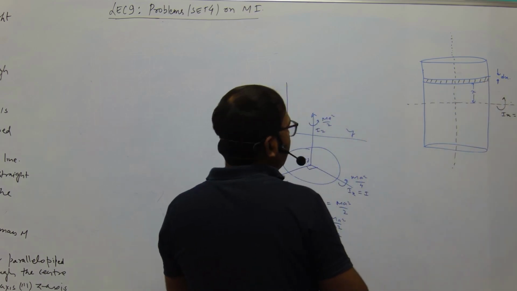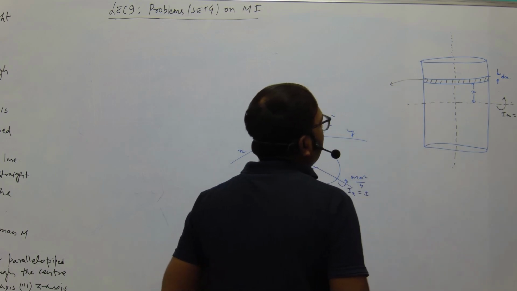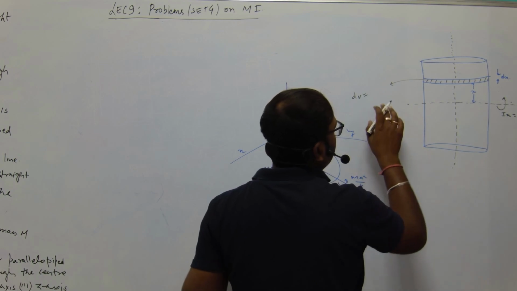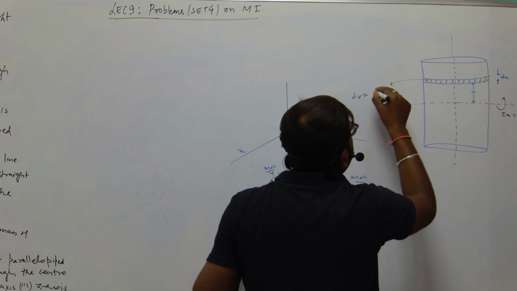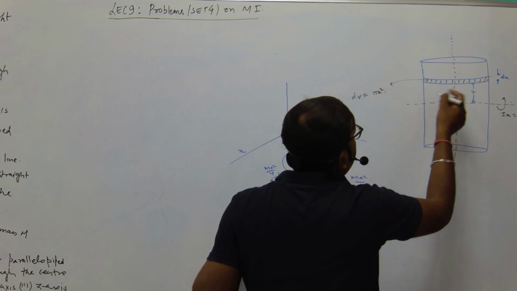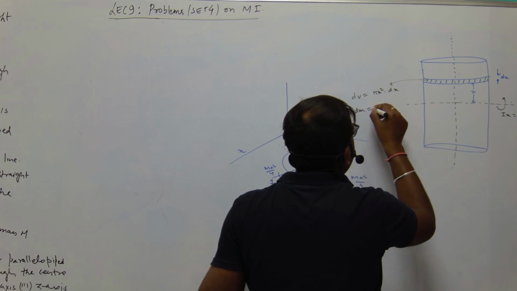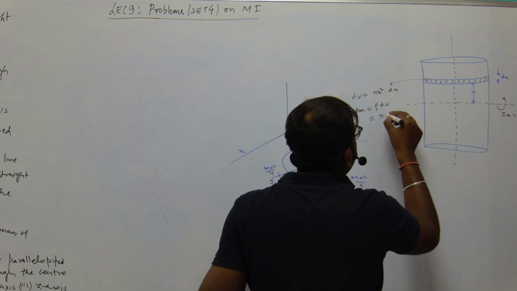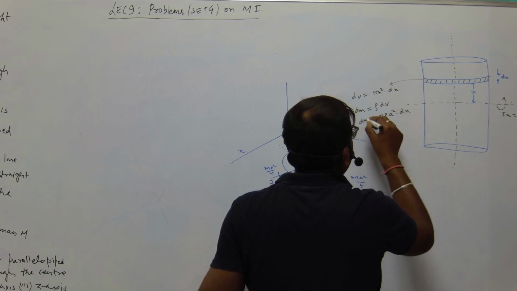Okay, what will be the elemental mass of this? The elemental volume dV will be area times thickness. So area is πa² and thickness is dx. What will be the elemental mass? dm is equal to density times dV, rho dV. So this is equal to πρa² dx. This is the elemental mass.